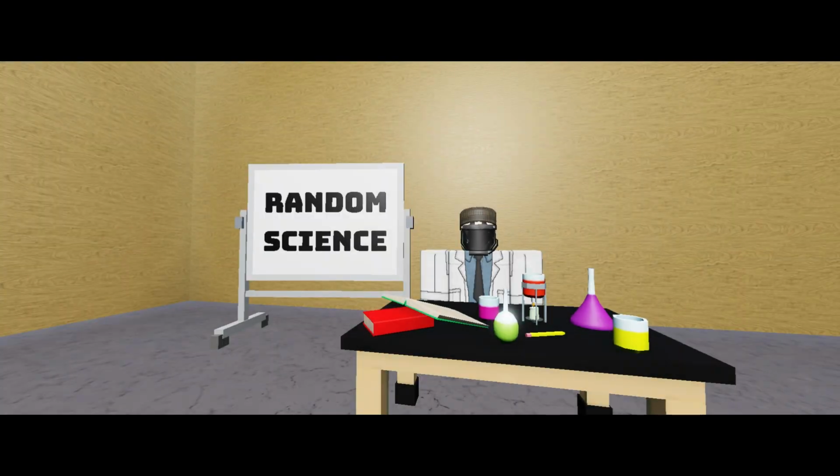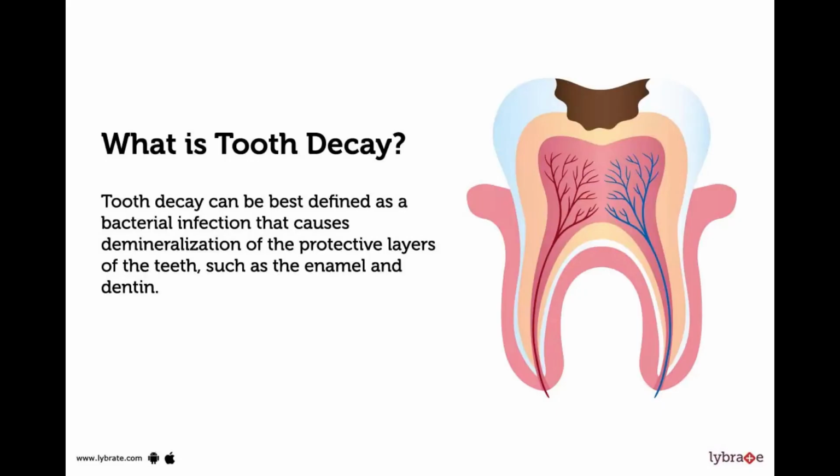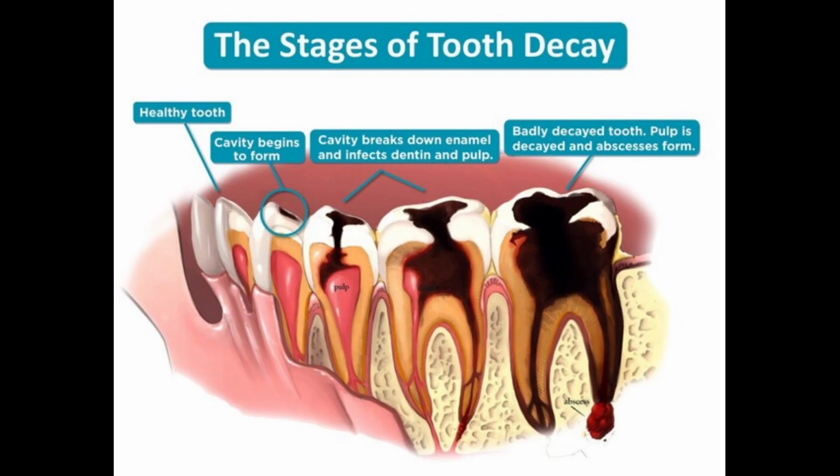Today in this video, we'll be talking about teeth. As in teeth, I mean dental decay. What is dental decay? Dental decay happens when the enamel and dentin of a tooth becomes softened by an acid attack after eating or drinking anything containing sugars.